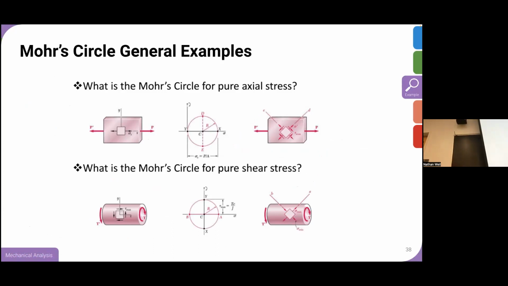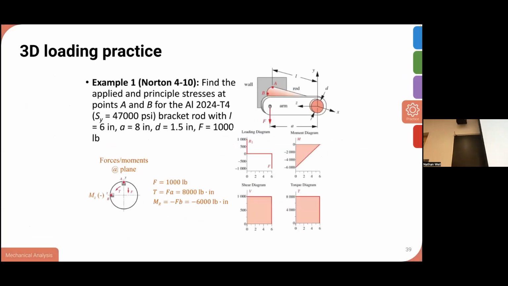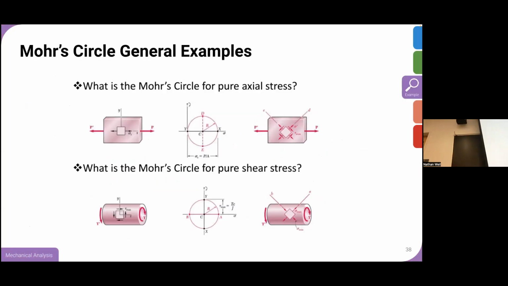We're going to do a problem in a second that involves torsion, so here's a quick preview of what that might look like. For pure shear stress, pure torsion is a good example because it's kind of pure shear stress. If we have a tube right here in torsion, and we have our stress element on the side here, in the original orientation there's not going to be any normal stresses, right? Because there's nothing pulling or pushing on it.